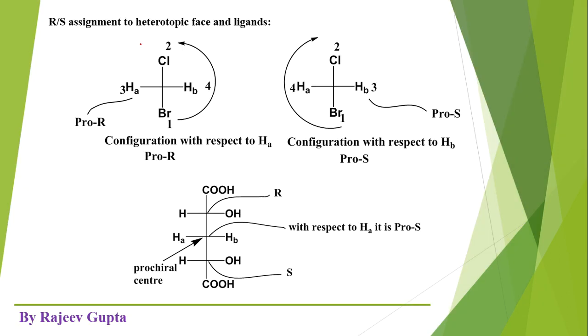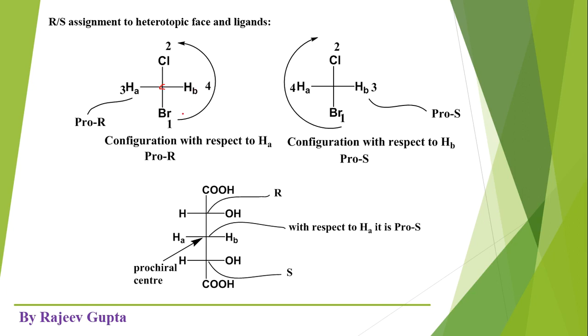Now, R/S assignment to heterotopic faces and ligands. This comes into pro-stereoisomerism or pro-chirality, where a pro-chiral center converts into a chiral center if we substitute one homomorphic ligand with a different new ligand. So this is a pro-chiral center. How do we assign a pro-chirality descriptor to this pro-chiral center?